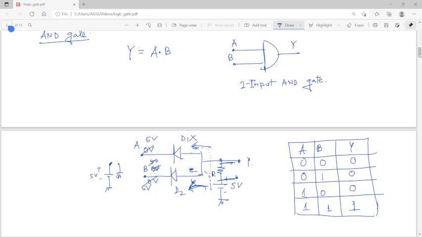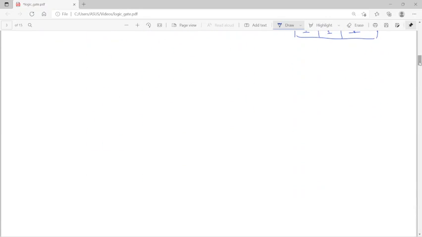Clear? So that is the case. Now the last one is the NOT gate. This is called NOT gate, or you can say inverter. Inverter means invert. That means whatever you give as an input, the output is the reverse.